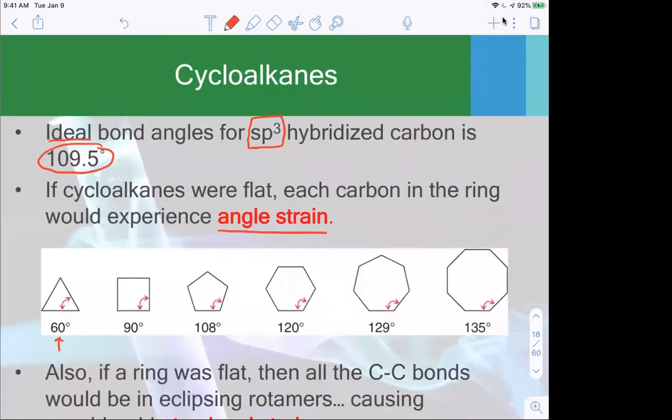cyclopropane would have bond angles of like 60 degrees because that's what that equilateral triangle would look like. Cyclobutane would have a bond angle of about 90 degrees. If you look at cyclopentane and cyclohexane, I'd have 108 and 120 degrees based on these angles in these geometric figures.